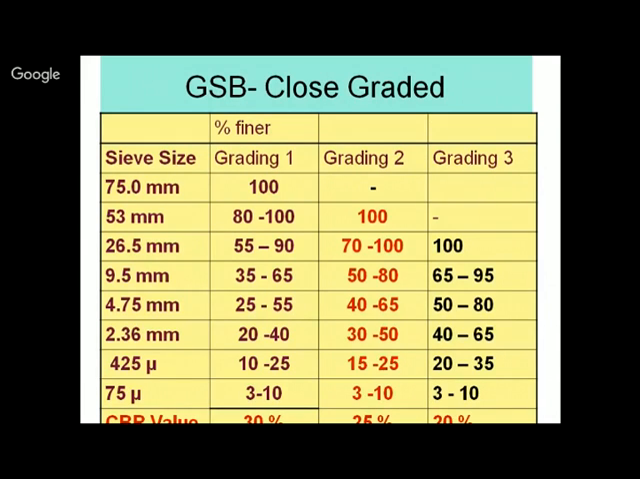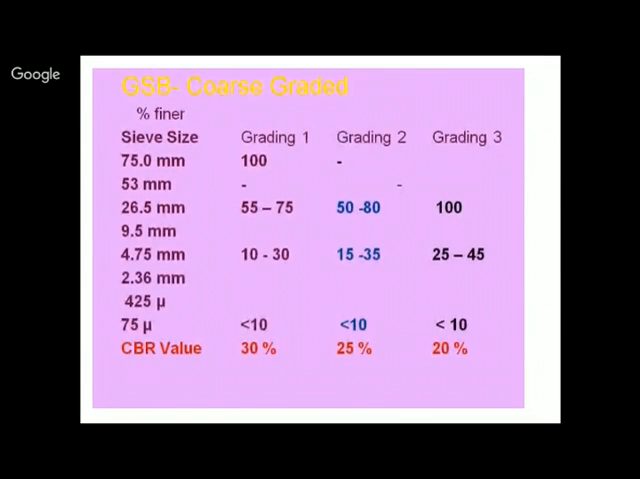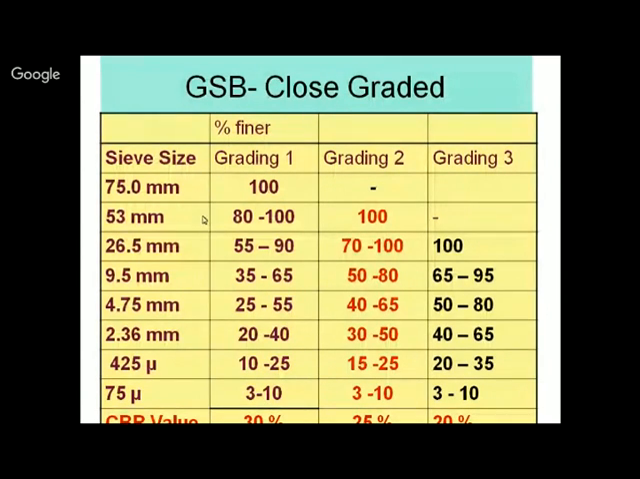Now remember that when we say CBR value, the CBR value is determined on particle size less than 20 mm. So this means that if we are going to determine the CBR value for grading 1 or 2, you will have to replace the oversized particles with the aggregates less than 20 mm correspondingly. Well, the details I'm not going to talk over here. So now this is what we say for the close graded GSB, close graded.